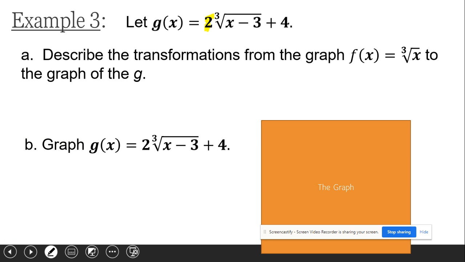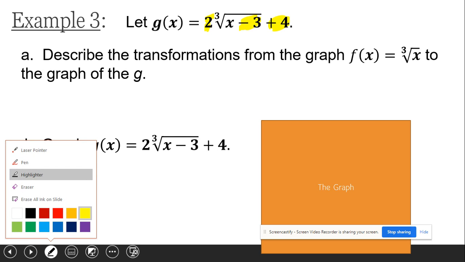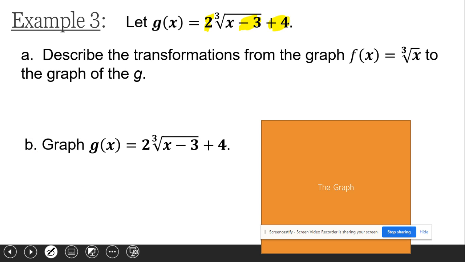You want to go, what is the 2 doing? What is the -3 underneath the square root doing? What is the +4 doing? So let's start with the -3. Actually, we'll just go step by step. Let's start with the 2. The 2 is going to cause a vertical stretch. So we have a vertical stretch by a factor of 2.